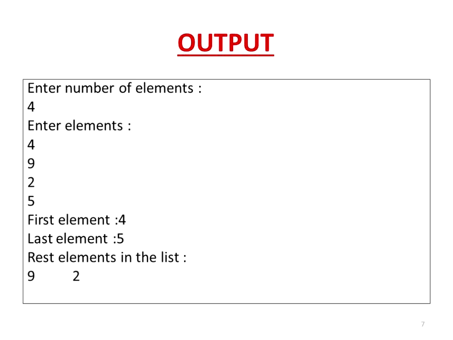The output is enter number of elements. Suppose user enters 4. So next is enter elements. So you have to enter just 4 elements, because initially you have mentioned that you can enter just 4 elements. Okay. So the user has entered suppose 4, 9, 2 and 5. Then first element is 4. Last element is 5. Once they are printed, it is deleted from the list. And rest elements are 9 and 2. Is it clear?